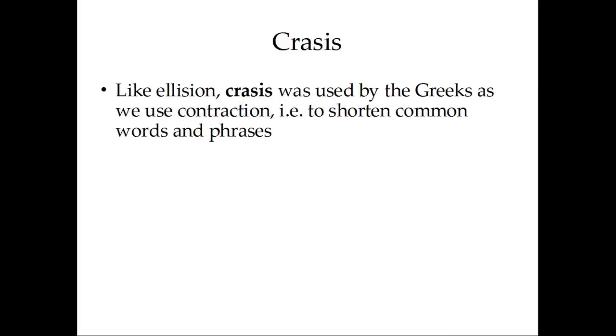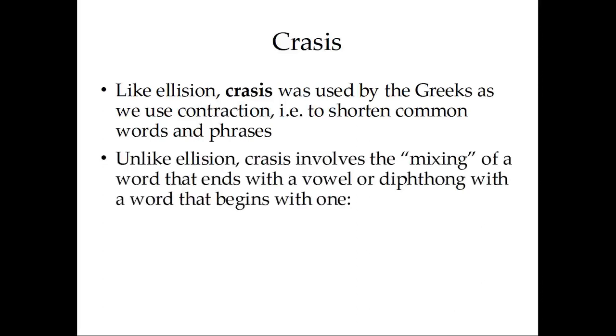Like elision, crasis was used by the Greeks as we use contraction, that is, to shorten common words and phrases. Unlike elision, crasis involves the mixing of a word that ends with a vowel or diphthong with a word that begins with one. For instance, hoi kaloi kai agathoi. It's actually kind of hard to pronounce if you don't do this sort of contraction we see with crasis. This means good and fine men. It's a pretty common phrase, especially in philosophical writers, talking about ethics, for instance.